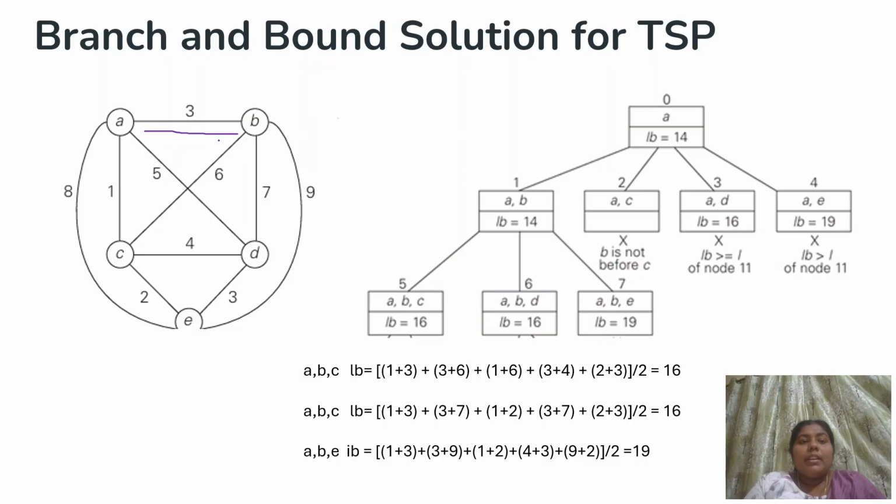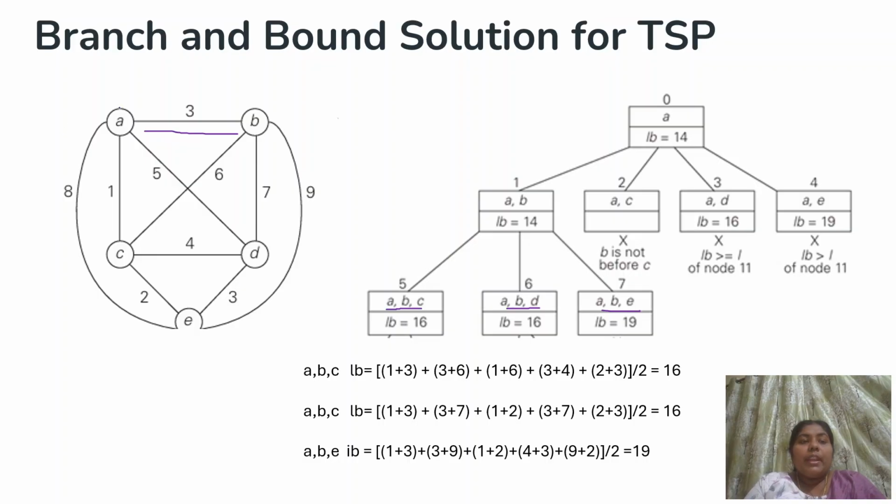So next one, A, B, C is one path. A, B, D is another path. A, B, E is another path. So this is the concept I am giving here: A, B, C, A, B, D, and another one is A, B, E. What is the next concept? We have to find the lower bound for each and every one.